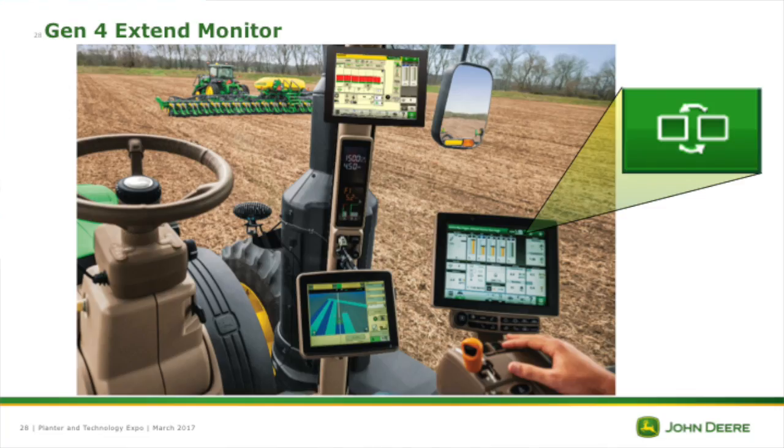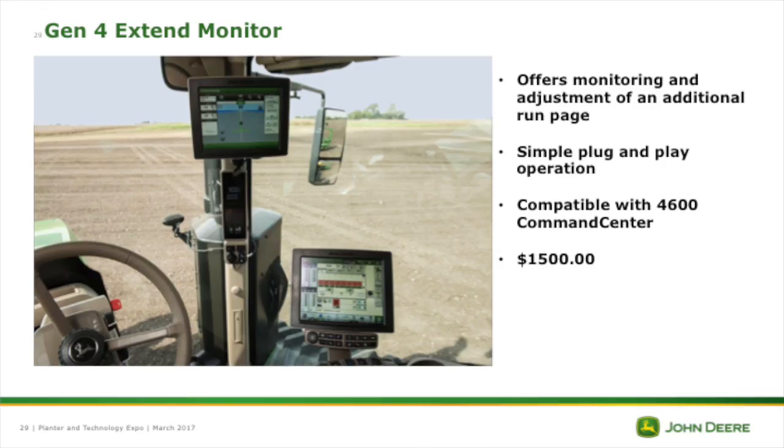That little Gen 4 right there, you switch it over, it looks like that, and it will just keep flip-flopping back and forth. It's not a processor. You can't do anything. It's just a viewable display that allows you to see two things going on at the same time. Offers monitoring and adjustment of additional run pages. It's a simple plug and play, compatible with the 4600, and compared to a lot of other things, it's only $1,500 if that's something you're really serious about using.